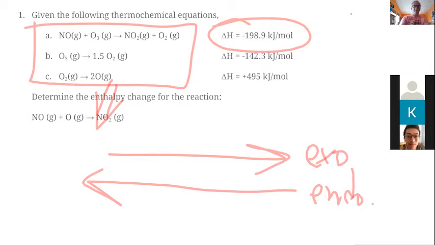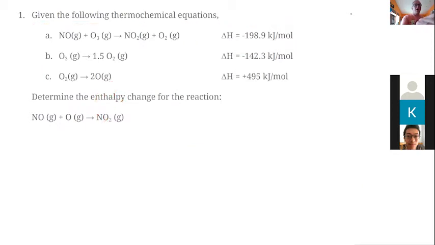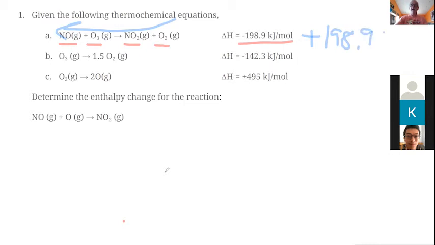So let's look at this first reaction. So NO, nitrogen monoxide, plus ozone gives us nitrogen dioxide plus oxygen. And when that reaction takes place, it releases 198.9 kilojoules for every mole. Now, on the other hand, if I go in the opposite direction, if I take oxygen plus nitrogen dioxide and it makes ozone and nitrogen monoxide, that is an endothermic reaction and it takes plus 198.9 kilojoules per mole.